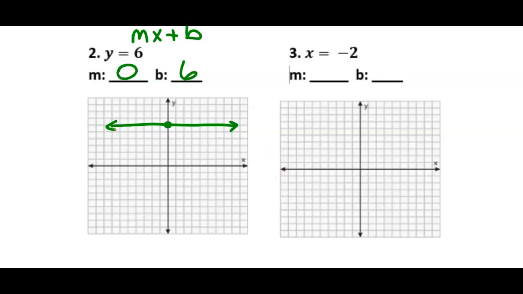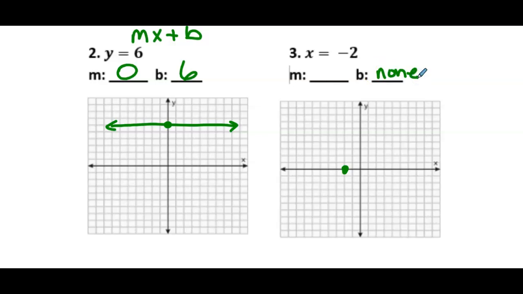This one's really weird. It says x equals -2. I don't know what to do here. So x equals -2. If I graph that, that's going to be right here. Do I have a y-intercept? I don't. So my y-intercept is none.